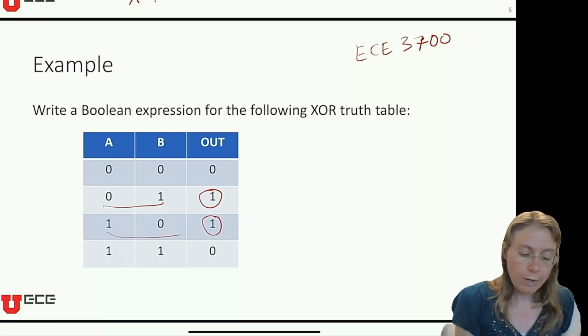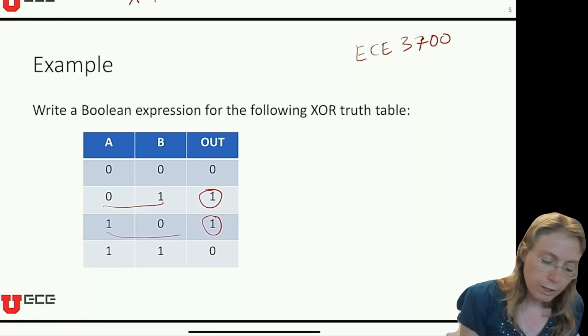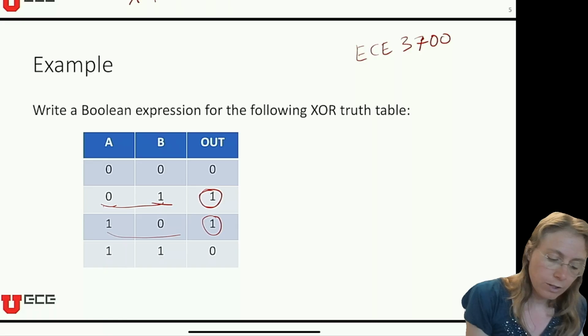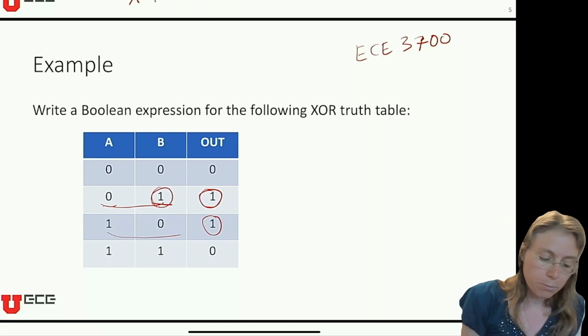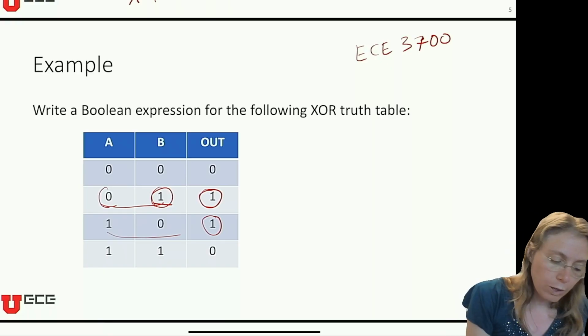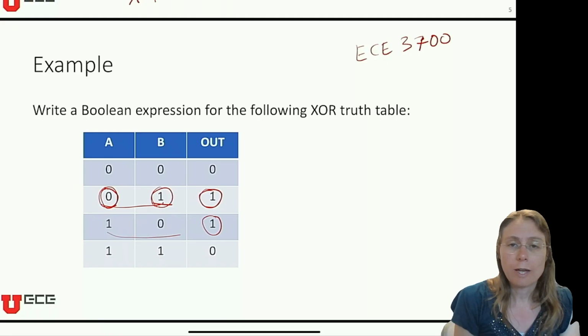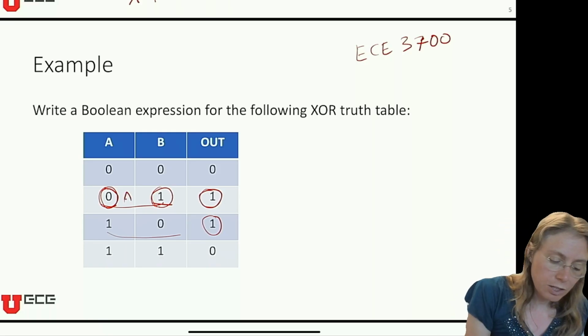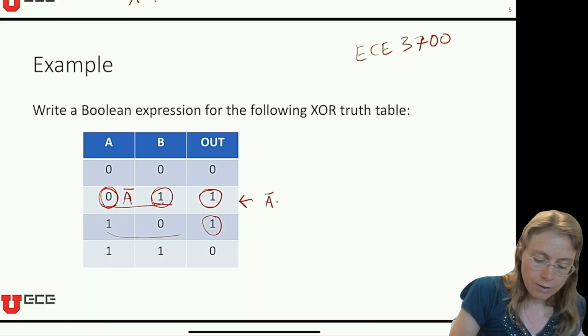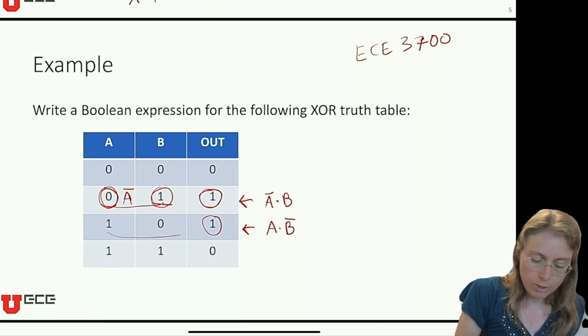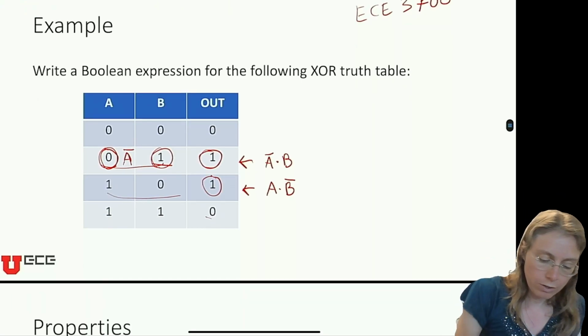So how I like to do this is I look at wherever there's a 1 at the output and look at what you needed for an input. And I AND the inputs. So here I needed B to be true, or I needed A to be 0. A being 0 is the same thing as not A. So I say for this row, I want not A and B. Whereas for this row, I want A and not B to be true to get a 1 out here.